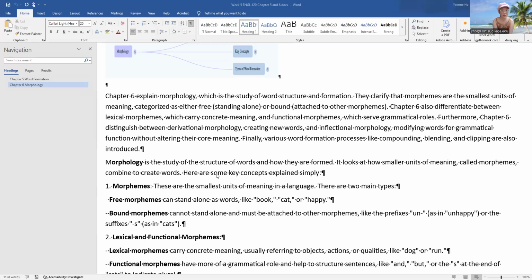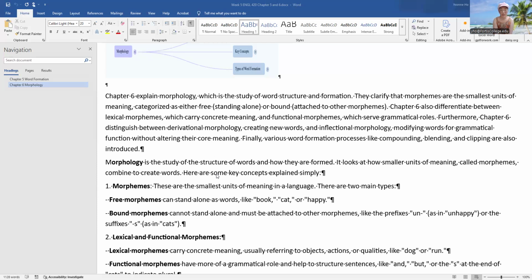So morphology is the study of the structure of words and how they are formed. Morphology looks at how smaller units of meaning, called morphemes, combine to create words. Morphemes. These are the smallest units of meaning in a language, and there are two types of morphemes.